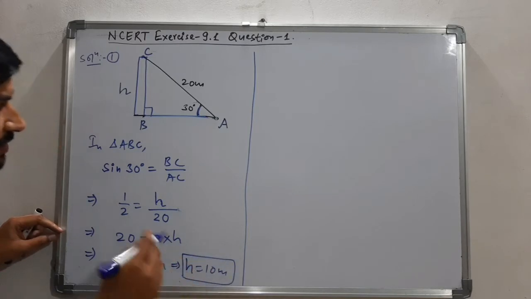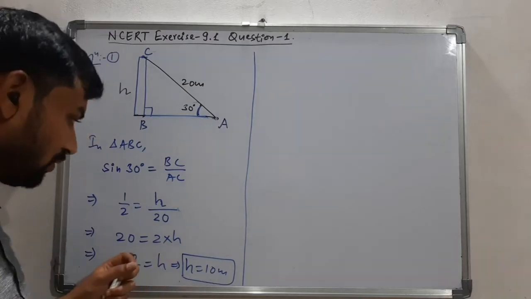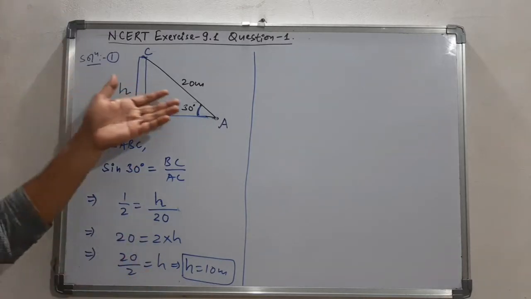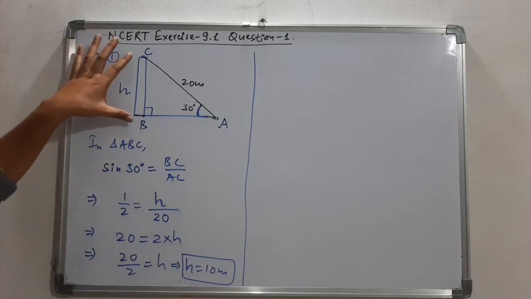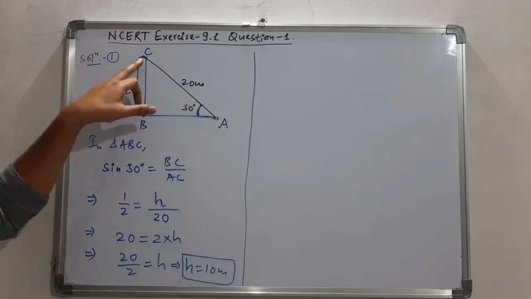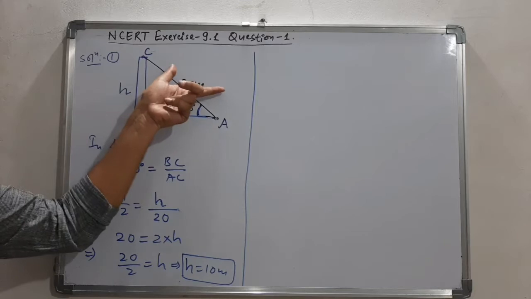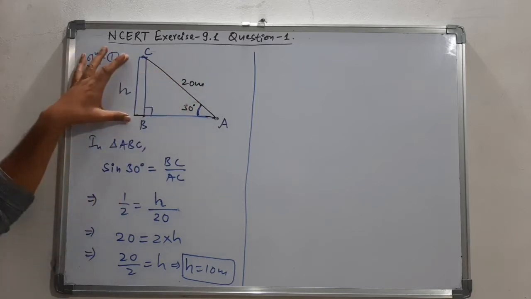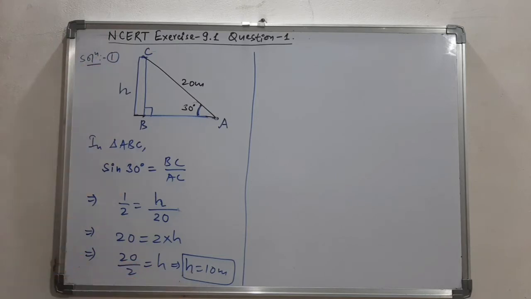So this is a very simple question of application of trigonometry, where we have to use a single ratio to find out the height of the tower, meaning the total height of the pole or tower where this rope is tightly stretched to the ground. The length of the rope is 20 and the height at which it is tied is 10 meters.